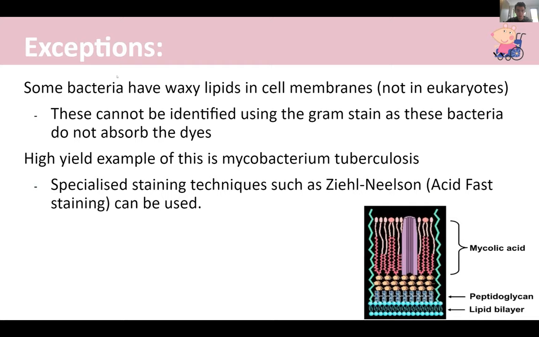Some of the exceptions include tuberculosis, Mycobacterium tuberculosis. These have a waxy lipid in the cell membrane. This means when you're trying to stain them, the stain doesn't stick to them. So they don't stain as gram positive or gram negative, which is dependent on the peptidoglycan. These need to be stained with a specialized stain known as a Ziehl-Neelsen acid-fast stain. Remember this: Ziehl-Neelsen acid-fast stain in Mycobacterium tuberculosis, super high yield.